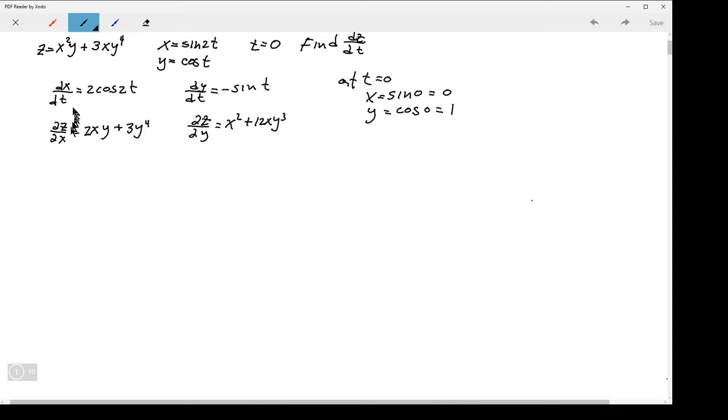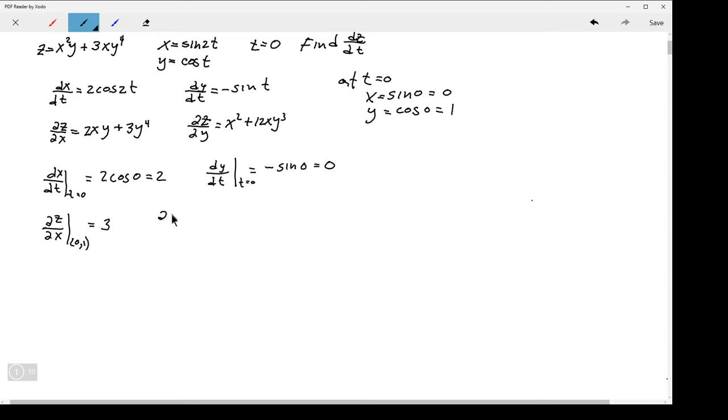All right, so I need dx/dt at t equals 0, which is going to be 2 cosine 0, which is going to be 2. dy/dt at t equals 0 is going to be minus sine of 0, which is 0. The partial of z with respect to x at x is 0 and y is 1, so I'll write it that way, is going to be 2 times 0, so that's 0. y is 1, so that's 3.